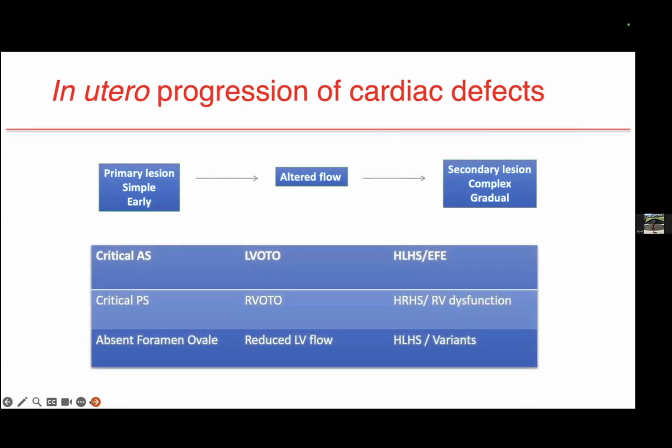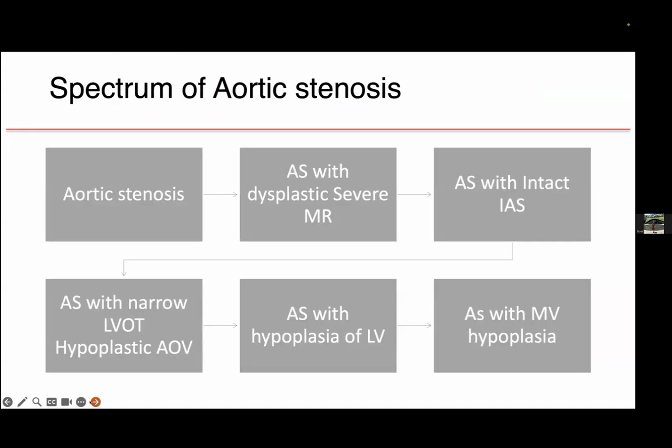So the hypothesis is, can we halt the process at the primary level itself, at the aortic stenosis level, so that the flow alteration can be stopped and we can allow the growth of the left ventricle by the normal flow, like how it would happen in an otherwise normal fetus, and thereby prevent the development of hypoplastic left heart syndrome. So that is the primary hypothesis, and let's see how it happens.